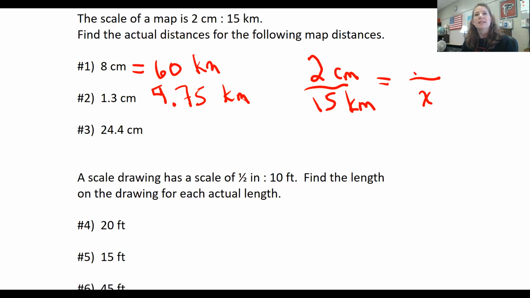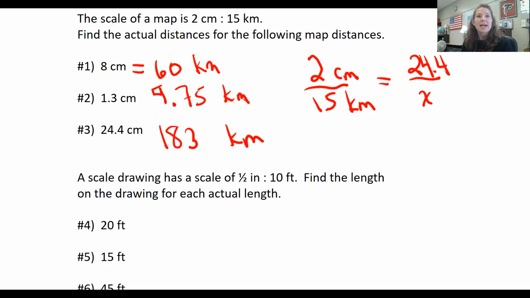So I'm going to erase this. Use my pen. And now I have 24.4. So when I cross multiply, I get 24.4 times 15, and that number divided by 2 is 183 kilometers. Awesome. And then the last section, a scale drawing.